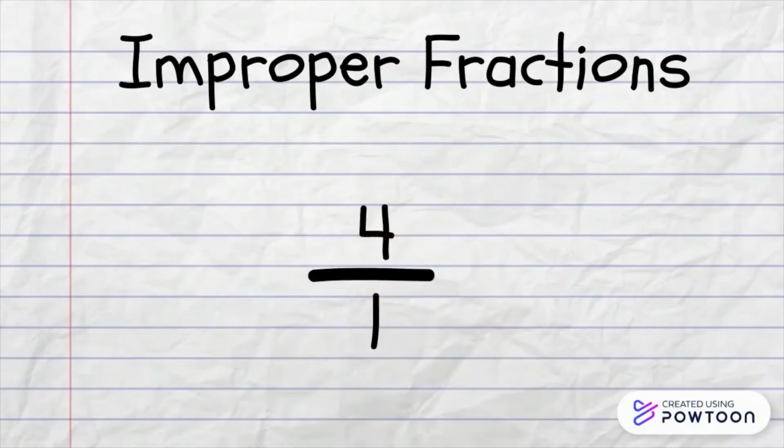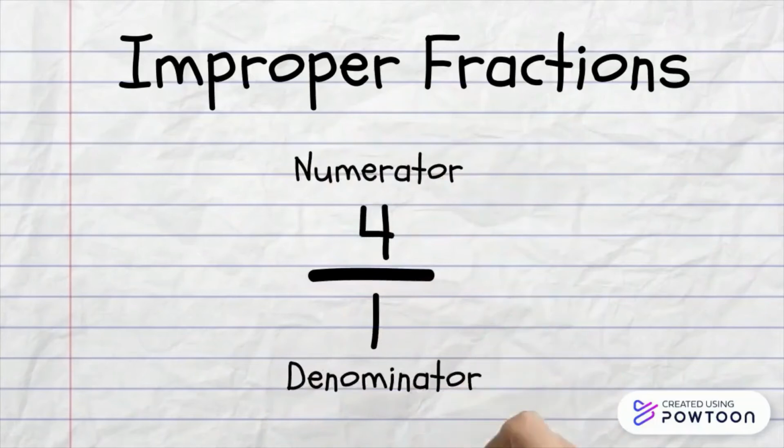For example, 4 by 1. Here 4 is the numerator and 1 is the denominator. As 4 is bigger than 1, it is equal to numerator bigger than denominator, which is an improper fraction. Now let's move on.